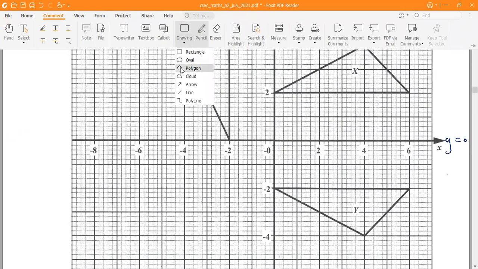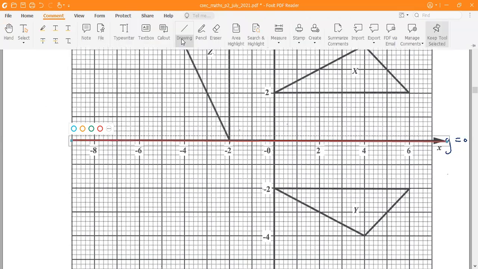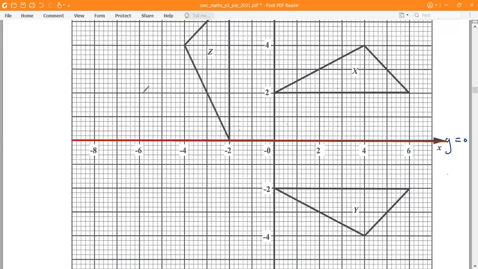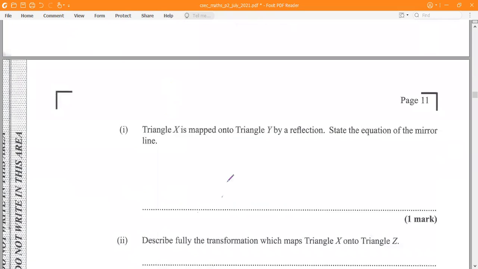Let's just highlight that. The mirror line is the x-axis in red. So the equation of the mirror line is y equal to 0.